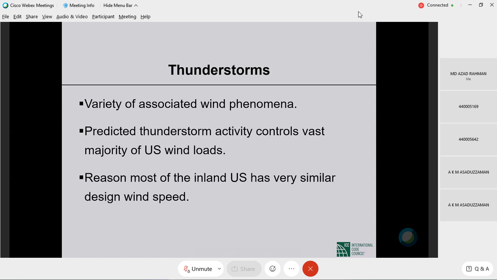And I am 95% sure that is true also in Bangladesh. It's the thunderstorms that typically determine the wind in most parts of the country. And because of that, most of the inland United States has very similar design wind speed. So until you go to what is called hurricane-prone regions, the wind speeds do not vary much because they are all determined by thunderstorms.